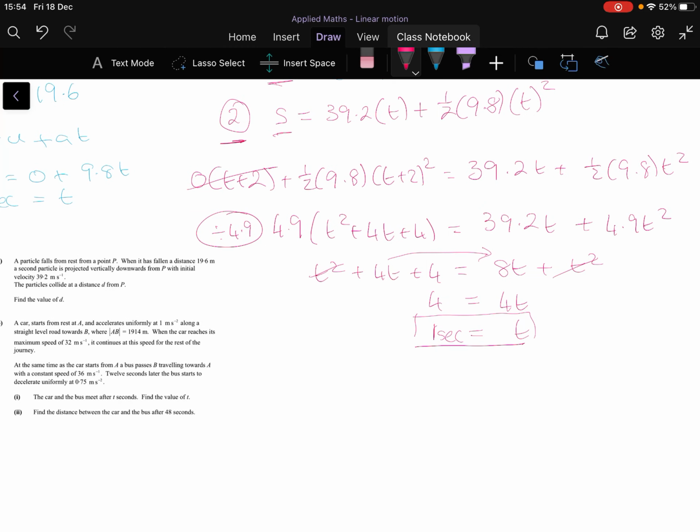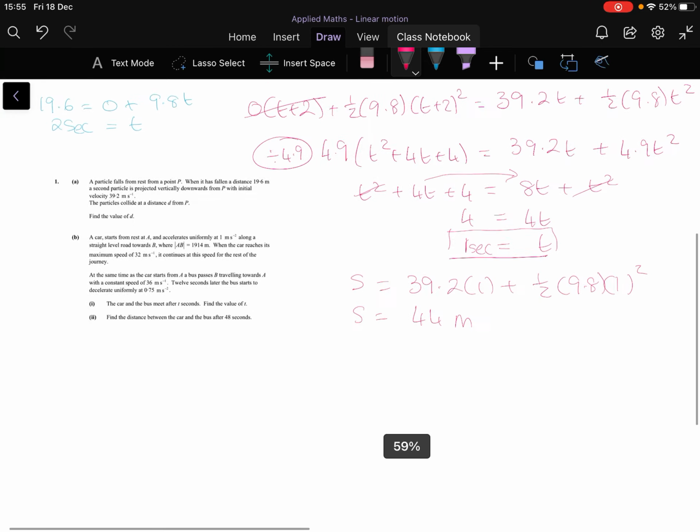So if I take this second equation here, I'm going to see how far that second particle went in 1 second. And in goes my 1 for t. Put the whole thing into the calculator and I'm getting 44 meters. So that is my answer then, done for the first question.